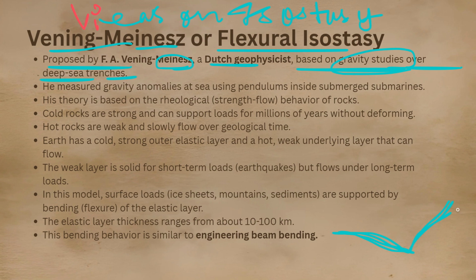And he measured gravity anomalies at sea using pendulums inside submerged submarines. So he measured the gravity anomalies, meaning the variation in gravity inside the sea, with the help of pendulums. We all know pendulums, they have bobs. He takes his submarine, and inside it there is a suspended pendulum to study the gravity variations inside the sea.